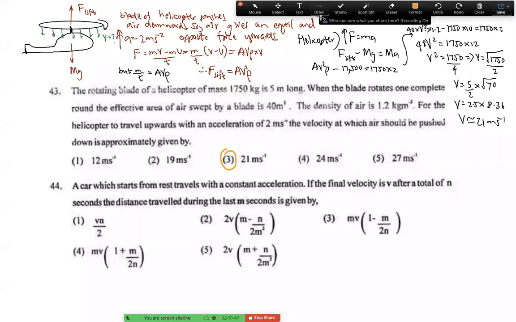We're done with 43, and this is how we do it. Whether we like it or not, this is how we will have to get the answer, right? Let's continue from there onwards. The next question is the 44th one.